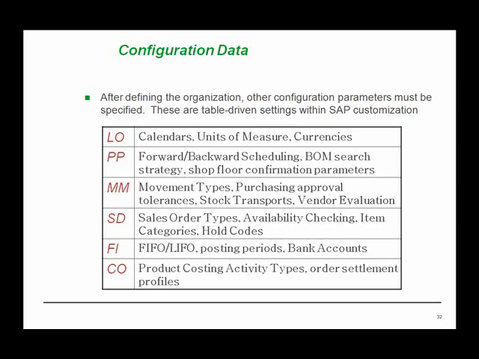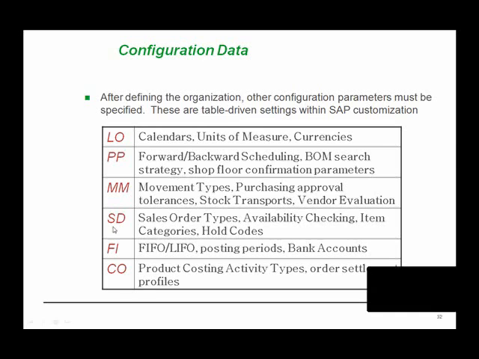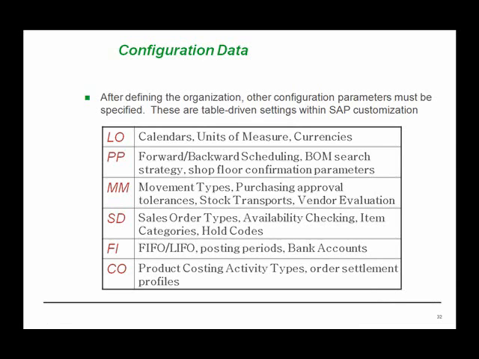You are basically setting what are the different sales order types that you're going to use. So in SD module, the first thing you set up is an organizational structure called sales organization. In configuration, you go and say what are the different sales order types that you're going to use. So configuration data is nothing more than table driven settings. This is the second thing after the organizational structure is defined. The consultants are going to talk about sales order types in SD as an example.